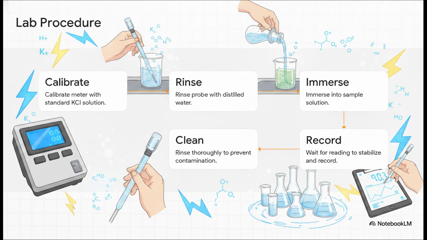Using your apparatus, like your clean beakers, measuring cylinders, and conductivity meter, you first calibrate the meter using a standard potassium chloride solution. Then you carefully rinse the probe with distilled water, immerse it right into your sample solution, wait for the reading to fully stabilize, and record the value. And of course, you have to rinse it thoroughly between every single test to prevent cross-contamination. Also, keeping your glassware spotless and avoiding air bubbles around the probe are absolutely crucial for getting precise results.